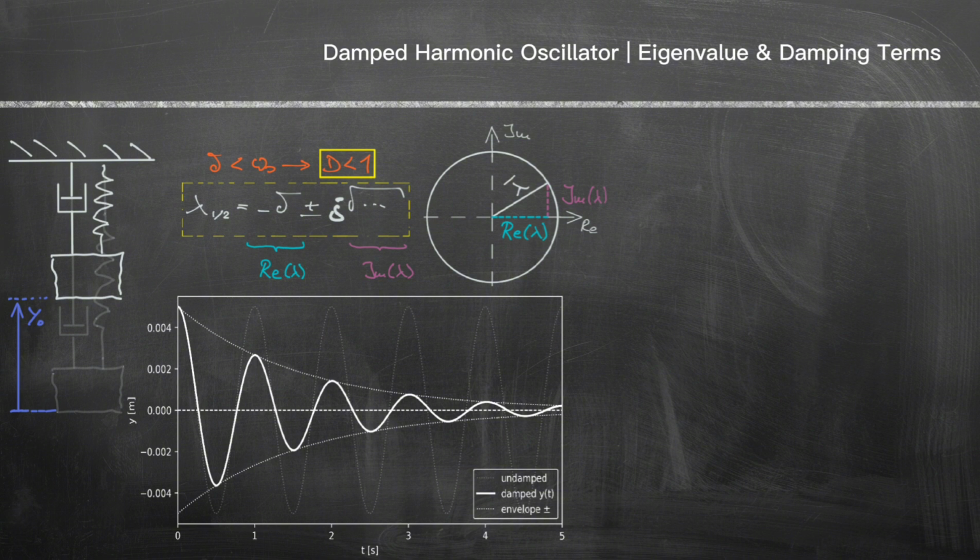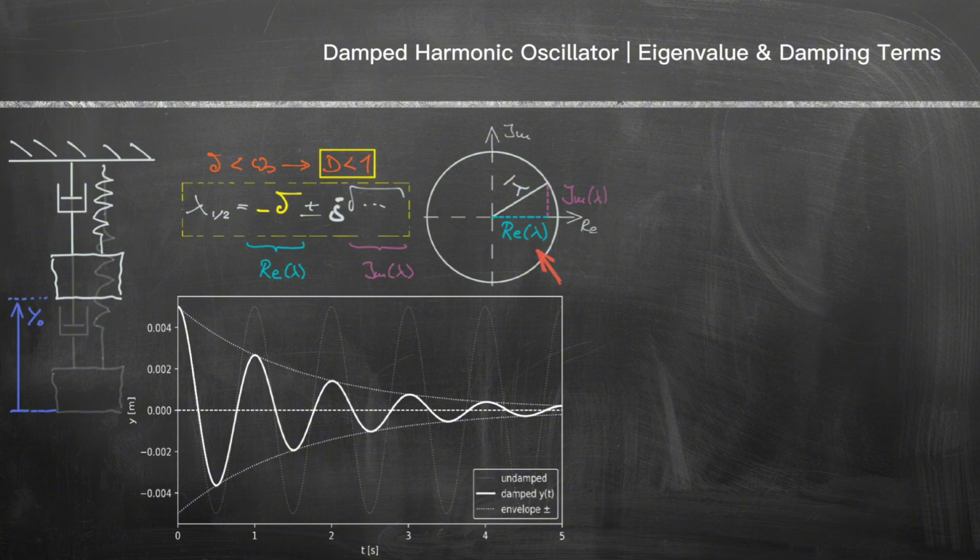To understand the function of the eigenvalue better, let us next turn to the visualization and interpretation of the eigenvalue. Mathematically, the eigenvalue itself is a complex number. This can be divided into a real and an imaginary part and represented in the complex plane. The imaginary part is the part multiplied by the imaginary unit j. This is plotted on the vertical axis on the imaginary plane. The real part, on the other hand, is equal to minus delta and is plotted on the horizontal axis of the complex plane.